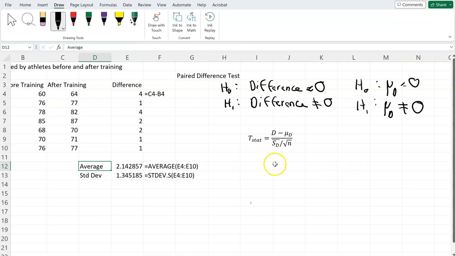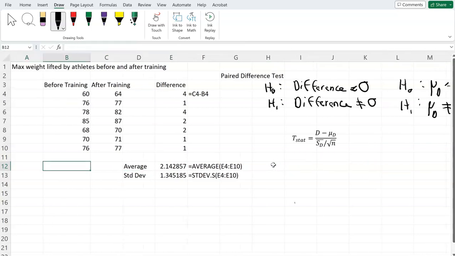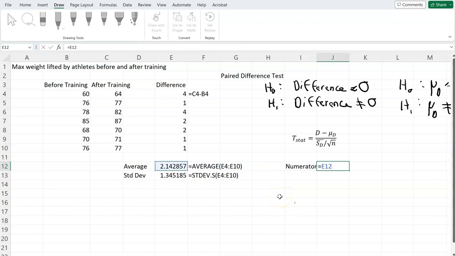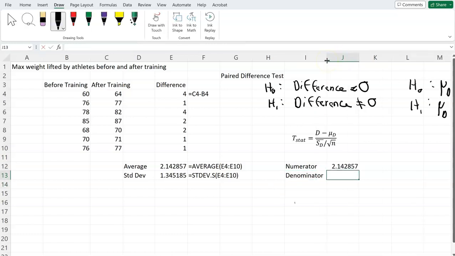And so I can find my averages, or basically I can calculate my t-stat. So the numerator, since mu d is 0, is just the average, and the denominator will be the standard deviation, which we have here, divided by the square root of the number of observations we have. So we have 7 observations. And so this is what we end up getting. And then my t-stat is numerator divided by the denominator, so I get 4.21.